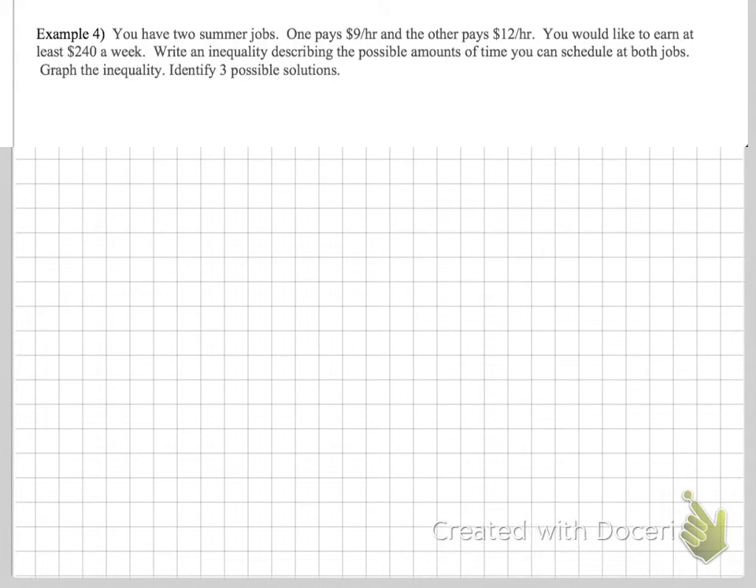The next example, you have two summer jobs. One pays $9 an hour and the other pays $12 an hour. You would like to earn at least $240 a week. Write an inequality describing the possible amounts of time you can schedule at both jobs. Graph the inequality.